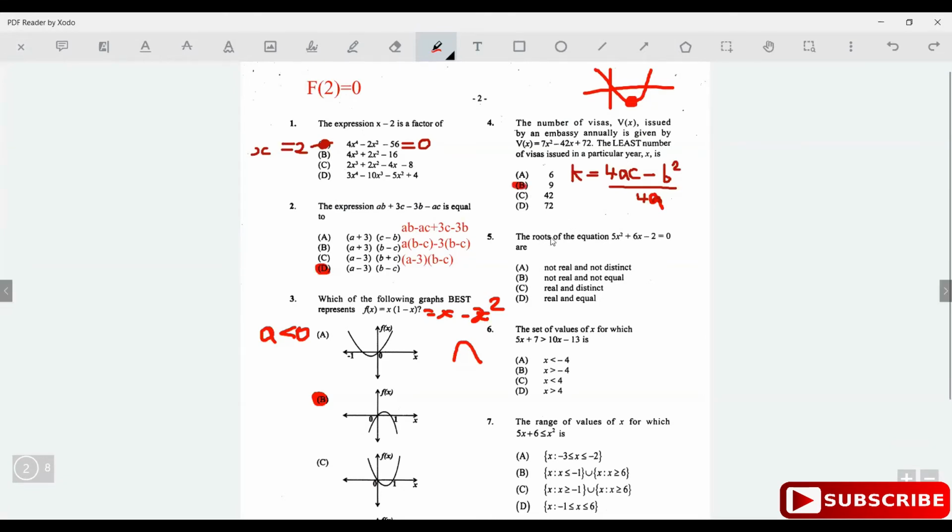All right, it says now the roots of the equation are. To determine the nature of the roots of the equation, you work out the discriminant. The discriminant is given by the formula b squared minus 4ac. That gives you the nature of the roots. So work out b squared minus 4ac. b is 6, so it is 6 squared minus 4 times 5 times negative 2.